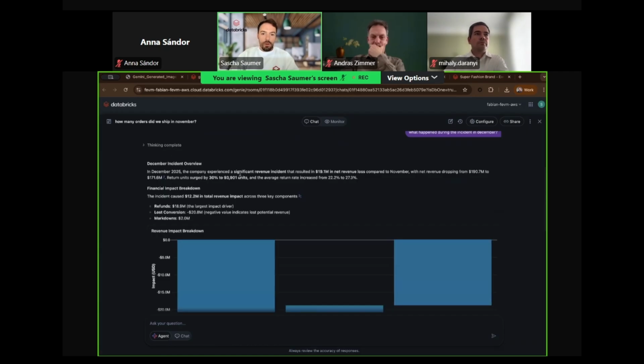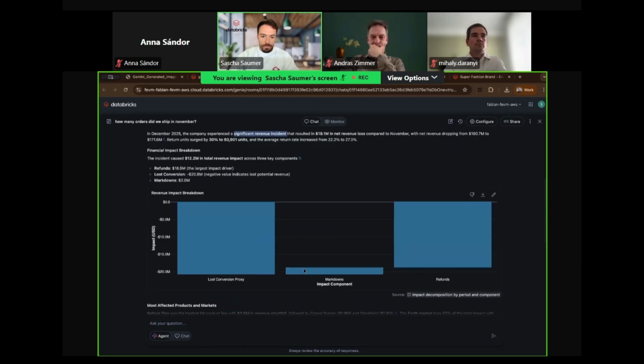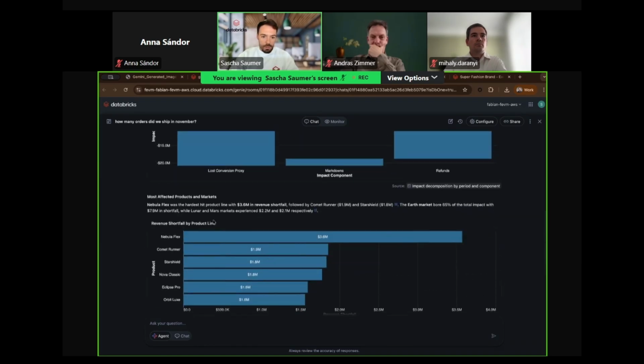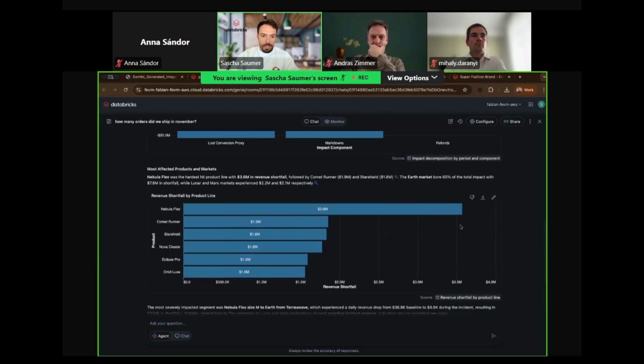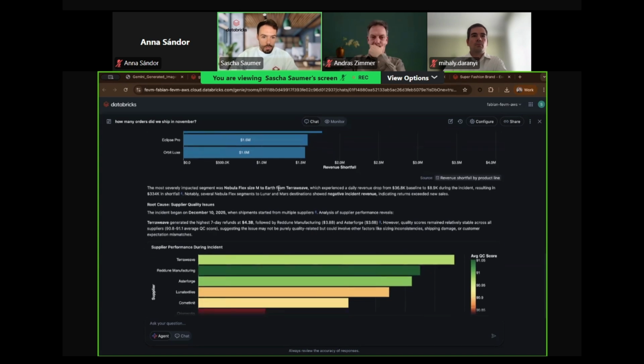It says, okay, in September, we saw a significant revenue incident. That's what we could see in the charts. Dropping revenue, okay. Financial breakdown, okay. And we also see what are the products that are most affected by this. Nebula Flex, one of our nice suits. Okay, and this is what we can see.